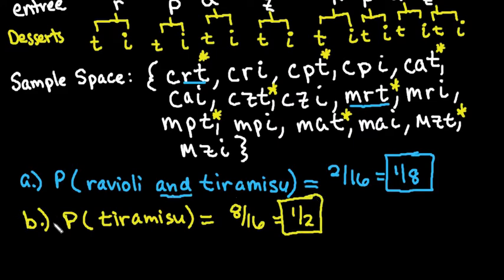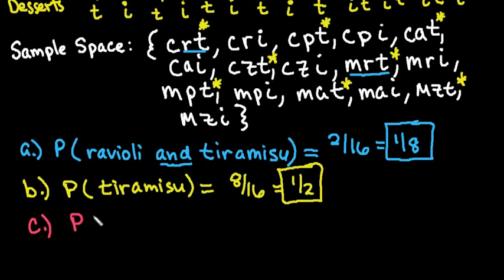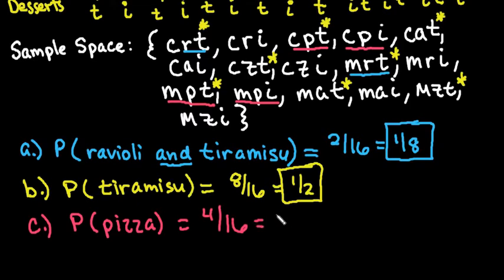Okay, moving on into something else, we're going to look at pizza for the entree. So this time we want to look at, what is the probability of ordering pizza? So we would go through and find all of the ones where there is a P for pizza. So we could have got the pizza with the calamari and the tiramisu, or we could have got the pizza with the calamari and cannoli, or we could have got the pizza with the mushrooms and the cannoli, or the pizza with the mushrooms and the tiramisu. So that happens 4 times out of 16, or we could have reduced it to 1/4.